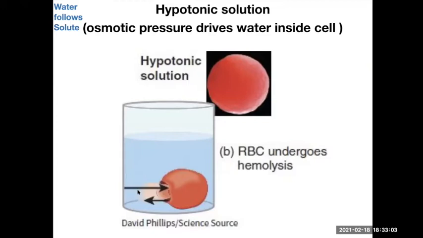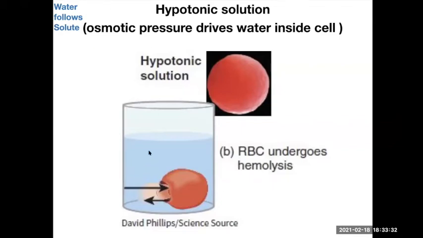Osmotic pressure is going to drive water inside the cell. That's going to cause problems immediately just with dilution, but eventually, if it's strong enough, it'll also burst the cell. So that's a hypotonic solution. That is, the solution has fewer solutes than the cell. So when we say hypotonic and so on, we're comparing the solution to the cell.